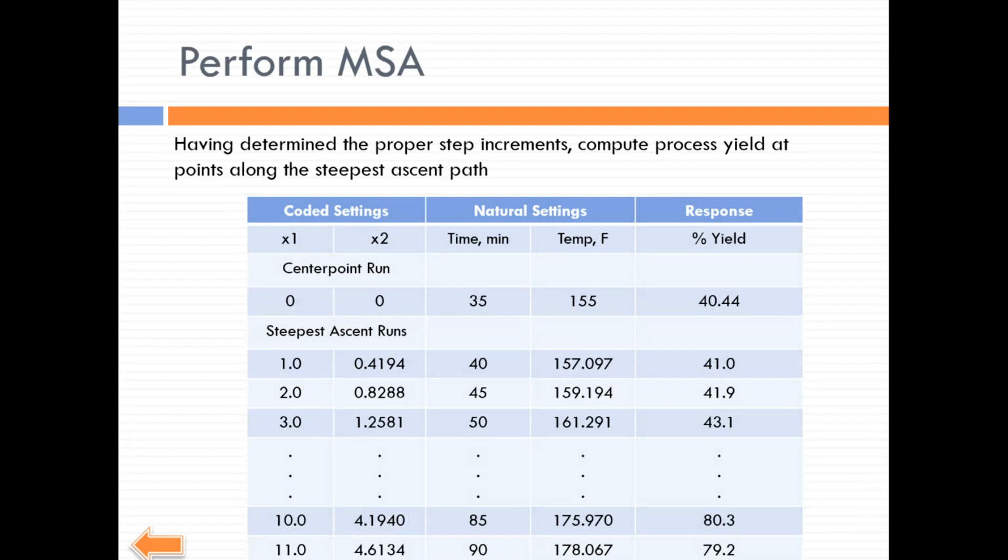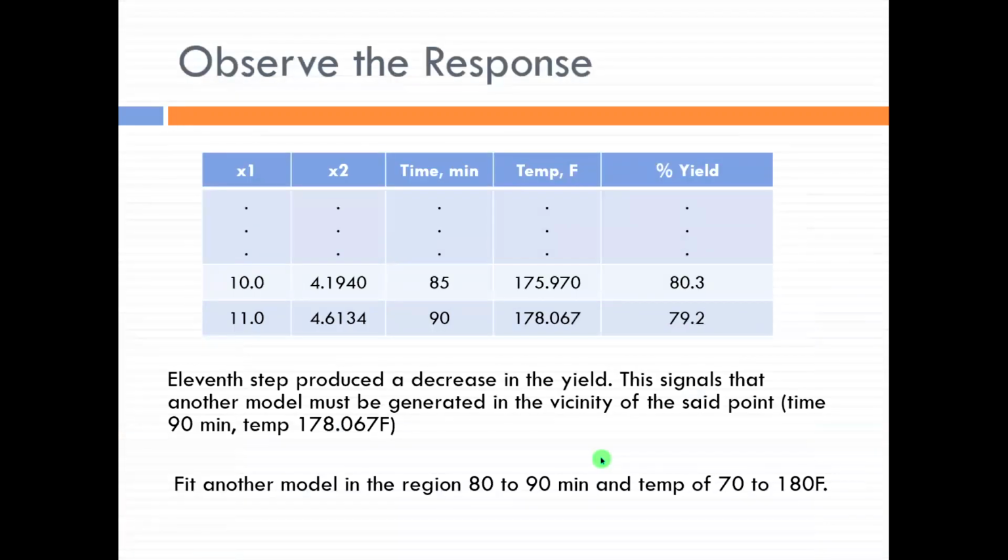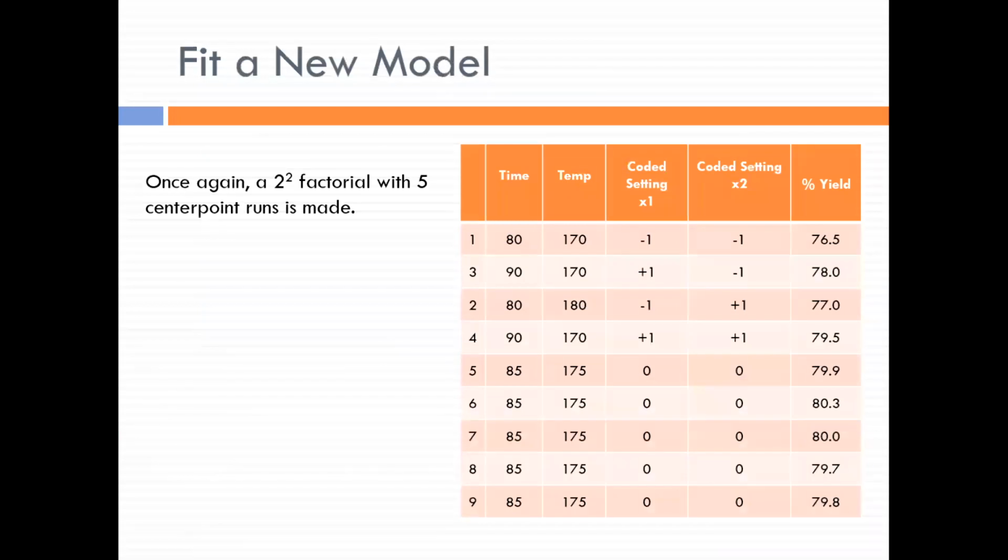Okay? So dito sa case na to, since bumaba na siya, meaning you need to investigate this further, no? So in this particular case, pwedeng ang investigate mo is it's in between 85 and 90, no? So pwedeng ang gawin nyo is you can fit another model in the region of 80 to 90. So pwedeng kunwari gawa tayo ng 80 to 90 tapos 170, no. So temperature naman of 170 to 180. And you do that experiment again.